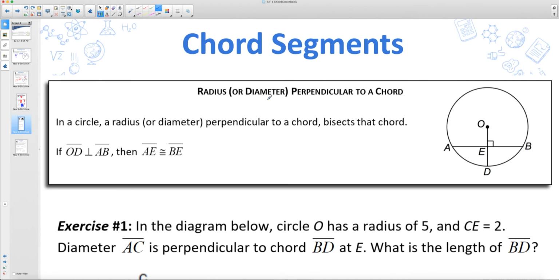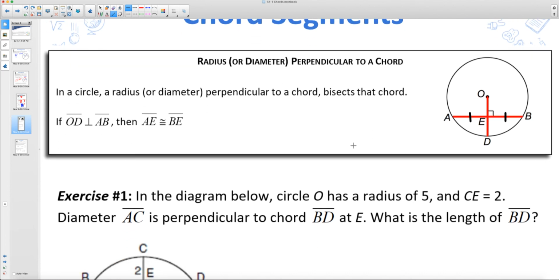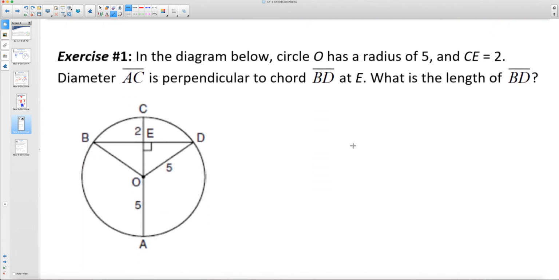Okay. Looking a little bit more at chords, here's a property. In a circle, a radius or diameter perpendicular to a chord. In this case we have a radius. If a radius is perpendicular to the chord, then it also has to bisect that chord. So that must mean that AE and BE are going to be equal. They're going to be congruent. We'll use that property to answer some of these questions here.